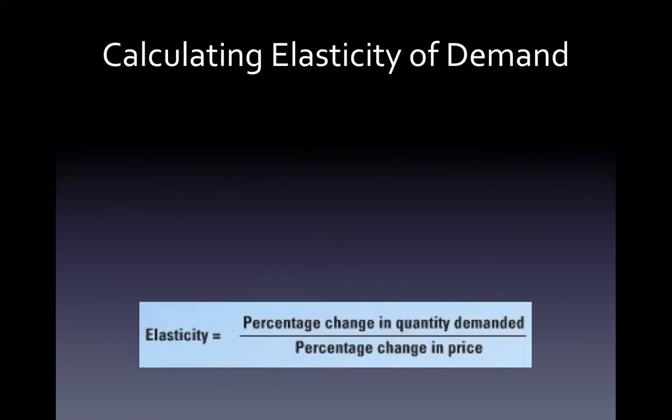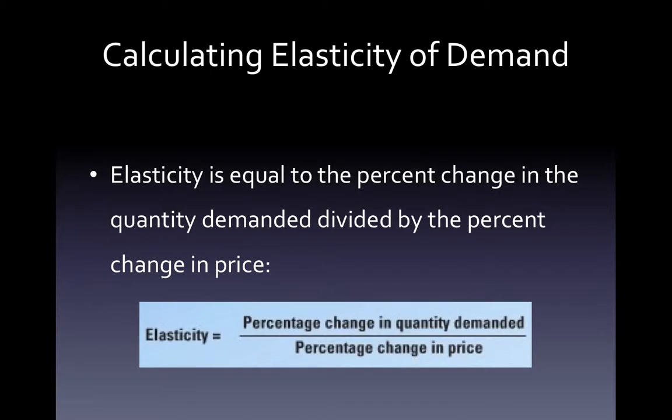How do you calculate elasticity of demand? Elasticity is equal to the percent change in the quantity demanded divided by the percent change in the price. Okay, so you're looking at a ratio. You're comparing changes. Okay, how much does this thing change in relation to price change? Simple ratio you can put together.